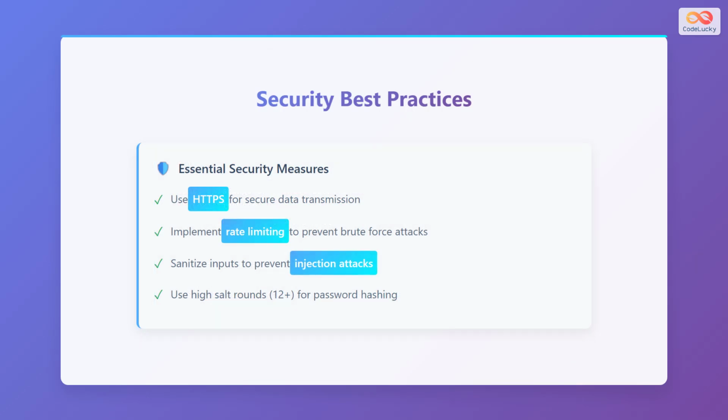Here are essential security measures to consider. Always use Hypertext Transfer Protocol Secure, that is HTTPS, for secure data transmission. Implement rate limiting to prevent brute force attacks. Sanitize inputs to prevent injection attacks. Use high salt rounds, 12 or more, for password hashing to enhance security.